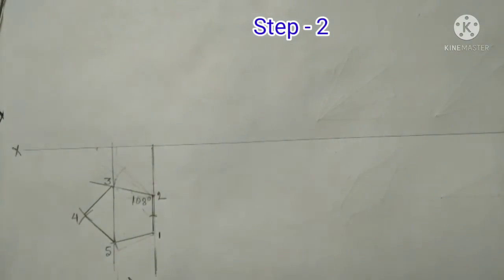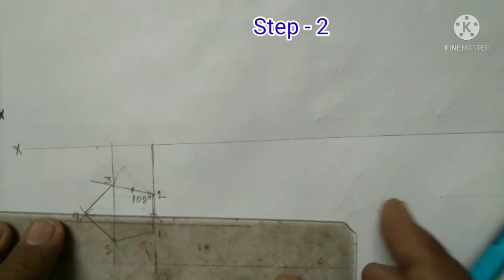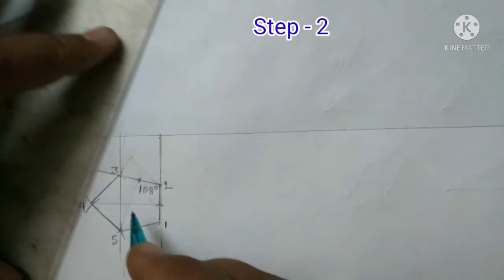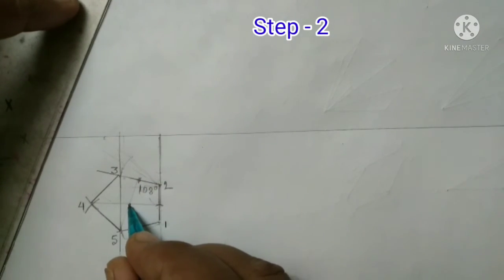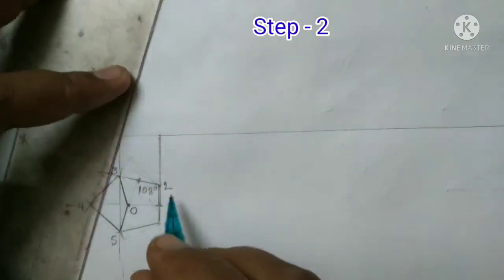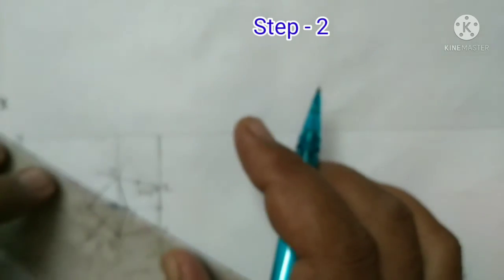To locate the center of the pentagon, draw the line from a corner to the opposite midpoint of any edge. Mark this intersecting point for the center of the pentagon. Mark this center point with the name O. Now use this center point to join all the corners of the pentagon.